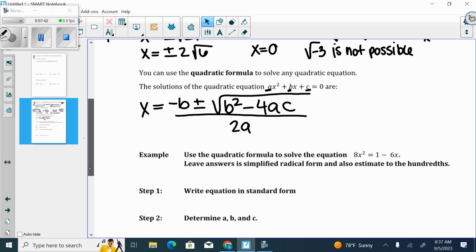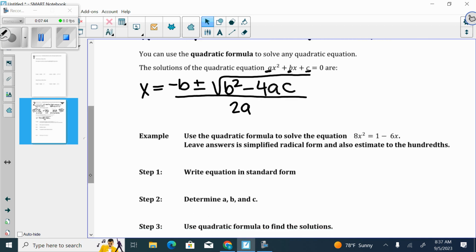Okay, so we've gone back over what the quadratic formula is. Let's look at an example. It says to use the quadratic formula to solve the equation 8x squared is equal to 1 minus 6x, and leave your answer in simplified radical form and also an estimate to the hundredths place. So we're going to give our answer two separate ways here.